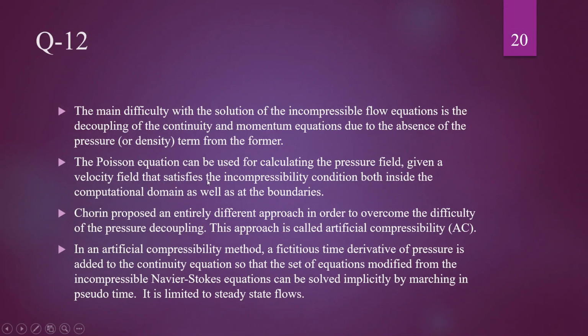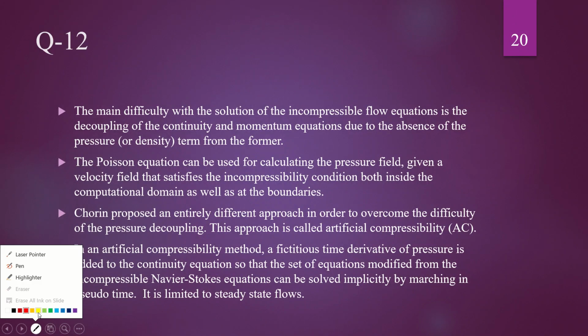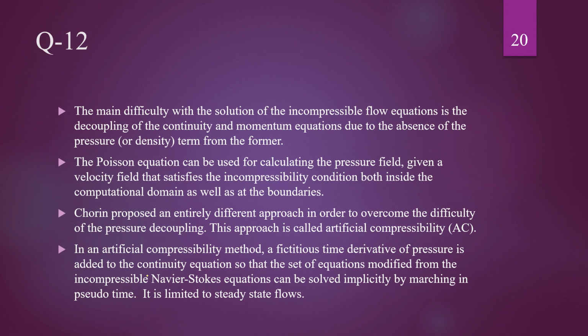In an artificial compressibility method, a fictitious time derivative of pressure is added to the continuity equation, so that the set of equations modified from the incompressible Navier-Stokes equation can be solved implicitly by marching in pseudo time. It is limited to steady flows.